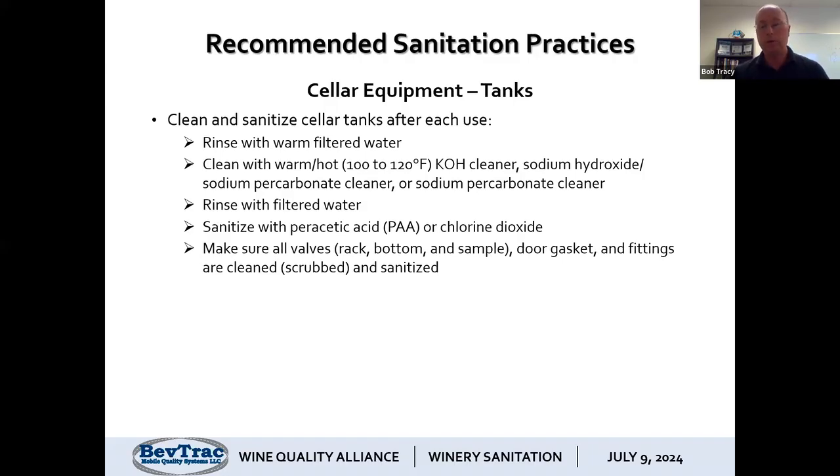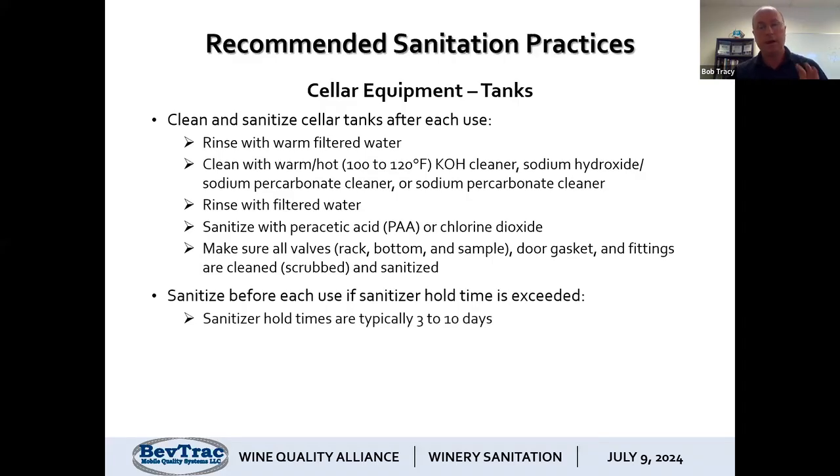And then you want to make sure all the valves, like the rack bottom sample valves, the door gasket, and the fittings are cleaned and sanitized as well. So not just the interior of the tank, but all of the valves and everything associated with the tank need to be cleaned, including scrubbing and then sanitizing.